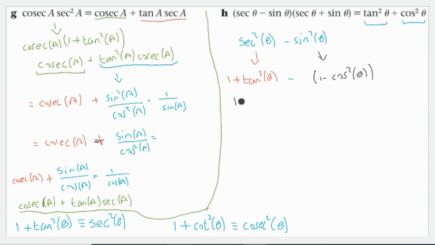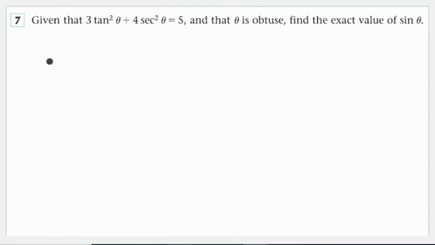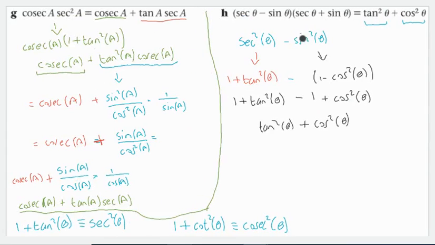So if I just write that properly, I've got 1 plus tan squared theta minus 1 minus cos squared theta, which is plus cos squared theta. So the 1 and the minus 1 cancel, and I'm actually just left with tan squared theta plus cos squared theta. Cool. Next, by the way, that's that question done.